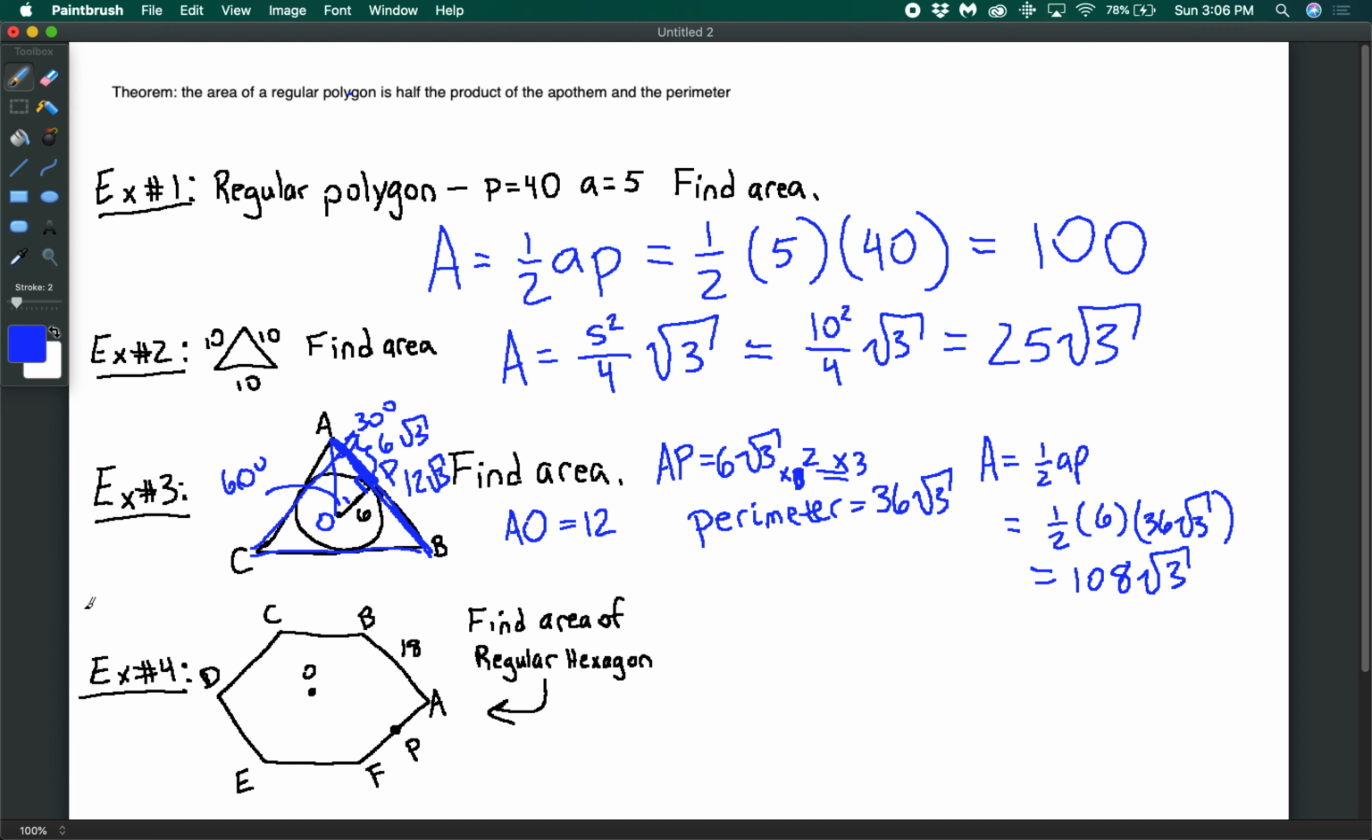Sorry about that. Okay, so example number 4, area of a regular hexagon, AF. If I draw the line, or I don't even need to, it's already labeled as 18. So I know AF is equal to 18 because every single side in a regular polygon is going to be the same length. And then what if I draw a line like this? So I draw a radius and I draw an apothem. So I know this makes a right angle.